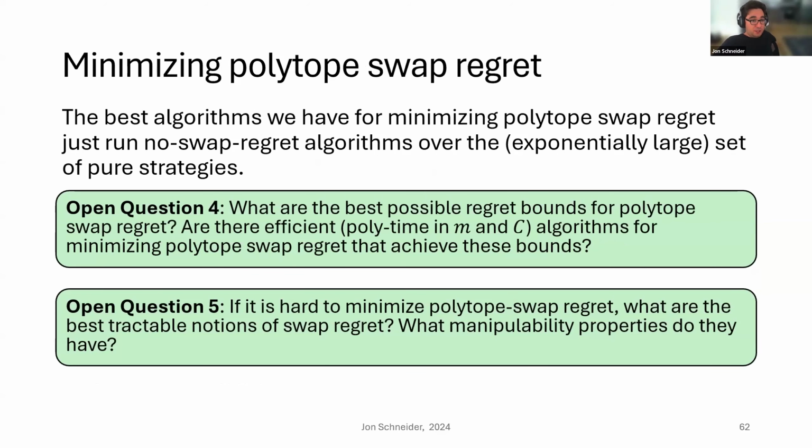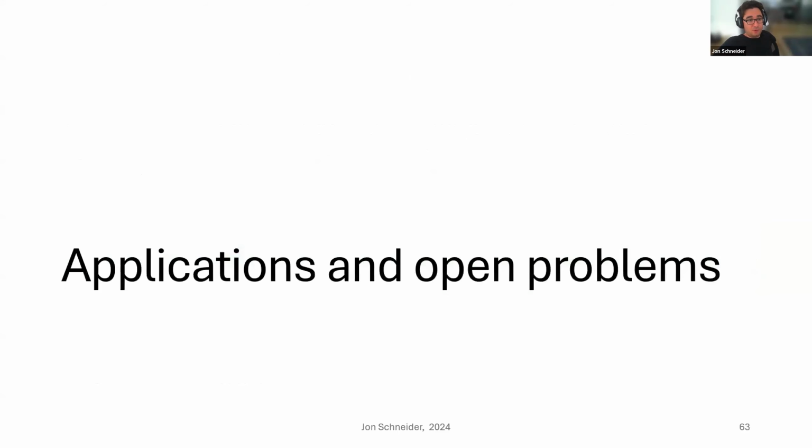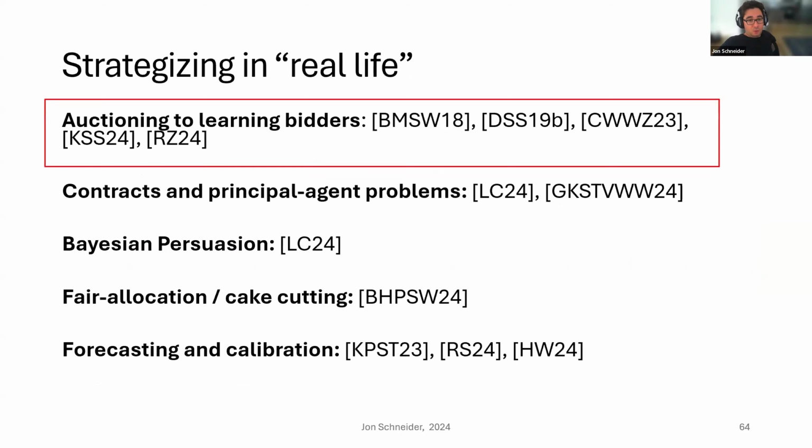There are also now computational questions. I do not know anything anywhere near efficient for optimizing this notion of swap regret, which I didn't really define for you guys. But you can ask, are there efficient algorithms that minimize this type of swap regret? And if not, what types of swap regret should you settle for instead? And what type of manipulability properties do you get from these notions? All right. And then quickly, I just want to mention that people have extended this framework to a bunch of other practical settings.